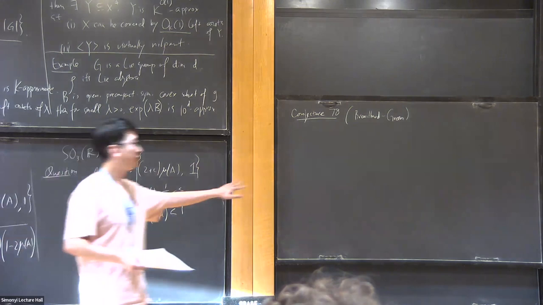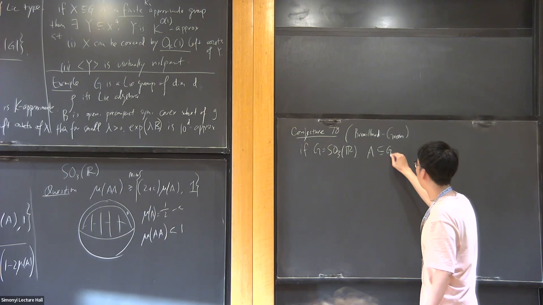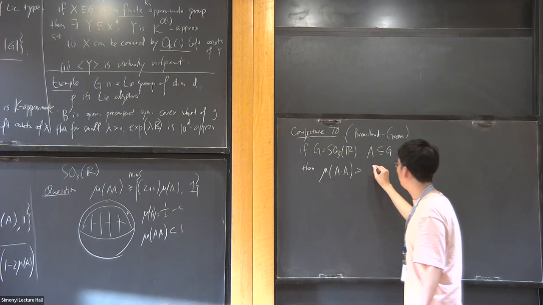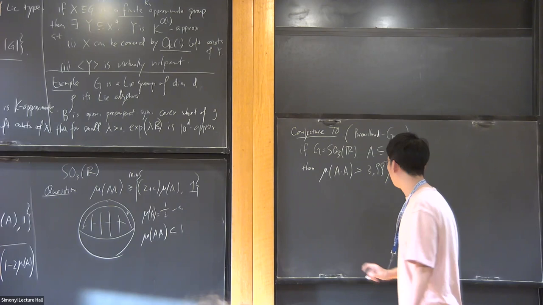So the conjecture is, if G is SO3, and A is a compact subset of G with sufficiently small measure, then mu AA should be at least 3.99 mu A. Actually, I would say if you replace this number by 4, it should also be correct. I guess it should be even strictly greater than 4, I think.